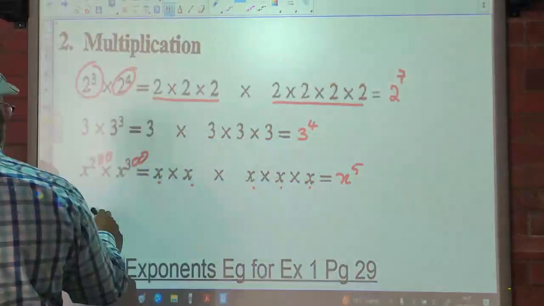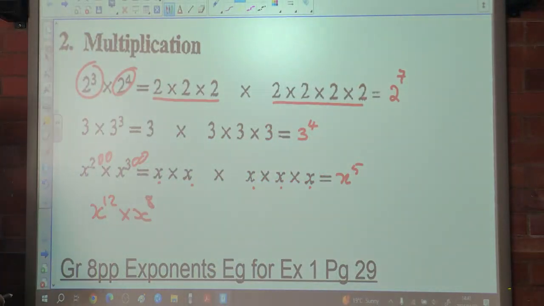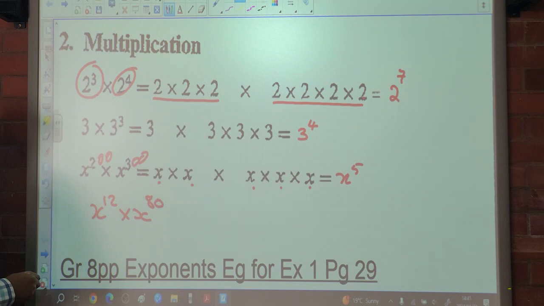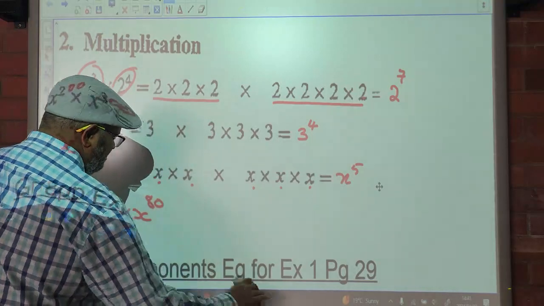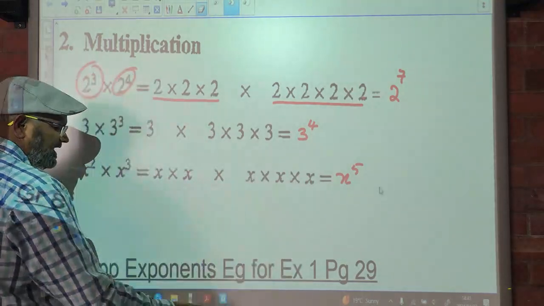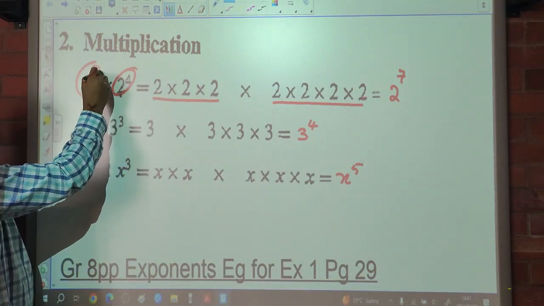What if you add x to the 12 times x to the 8? X to the 20. And 18? 92. Do you all see that? So what do you notice? Just adding with exponents. Here we go. So when we multiply and bases are the same, we add the exponents.